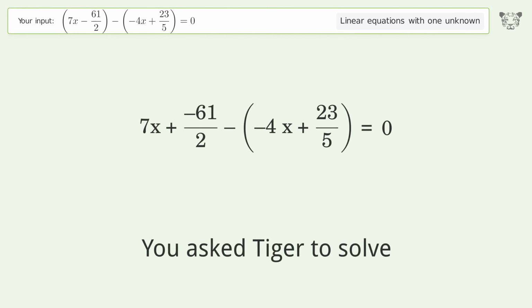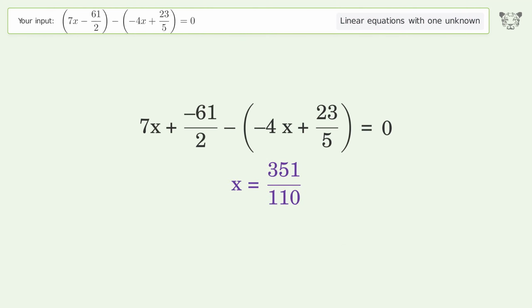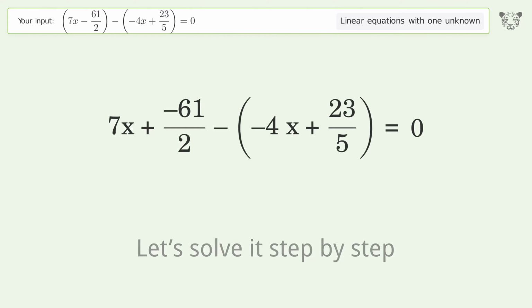You ask Tiger to solve. This deals with linear equations with one unknown. The final result is x equals 351 over 110. Let's solve it step by step.